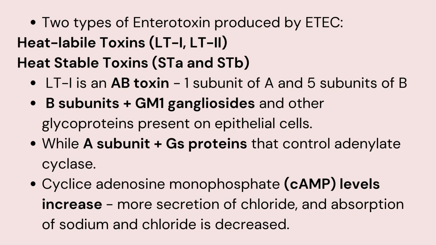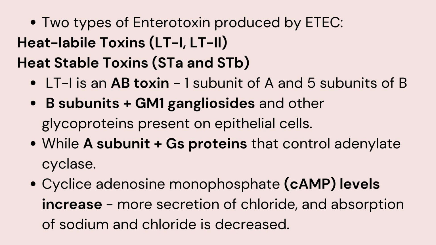2 types of enterotoxin are produced by enterotoxigenic E. coli. Heat labile toxins, labile toxin 1 and labile toxin 2. Heat stable toxins, stable toxin A and stable toxin B. So labile toxin 2, it is not related to human diseases. Labile toxin 1 is an AB toxin. It consists of 1 subunit of A and 5 subunit of B.